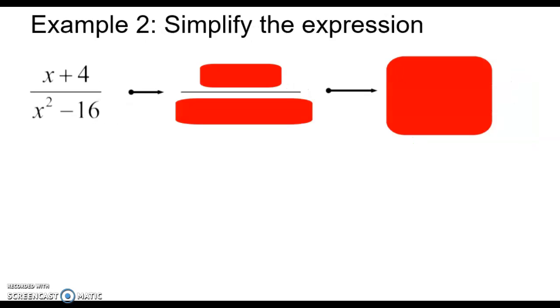Let's take a look at example 2. Again, we want to simplify this expression. The numerator is an x plus 4. I do not have a GCF, and I do not have an exponent greater than 1, so I cannot factor that numerator anymore. However, looking at that denominator, I have an x squared minus 16. So this is going to be able to be factored a little bit.